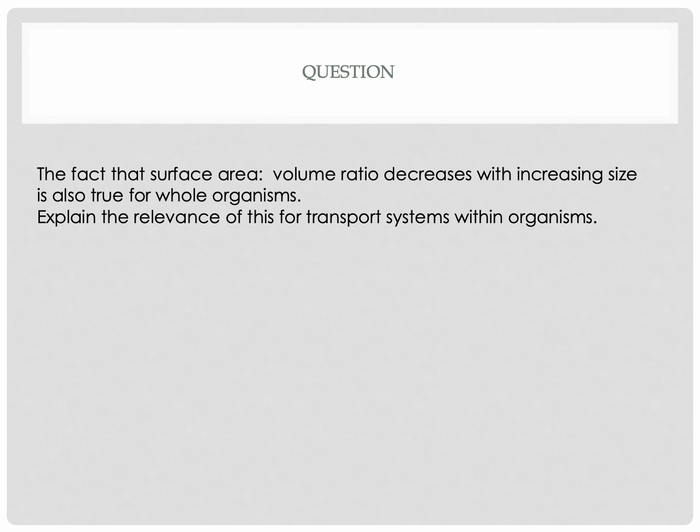Question time. The fact that surface area to volume ratio decreases with increasing size is also true for whole organisms. Explain the relevance of this for transport system within organisms. Jot down your information and we will discuss this in class.